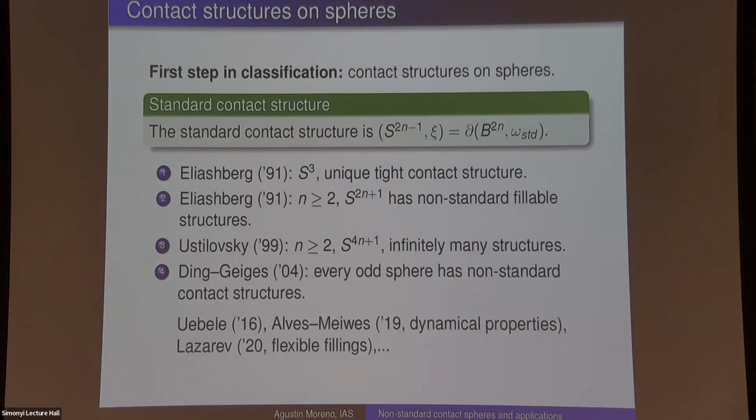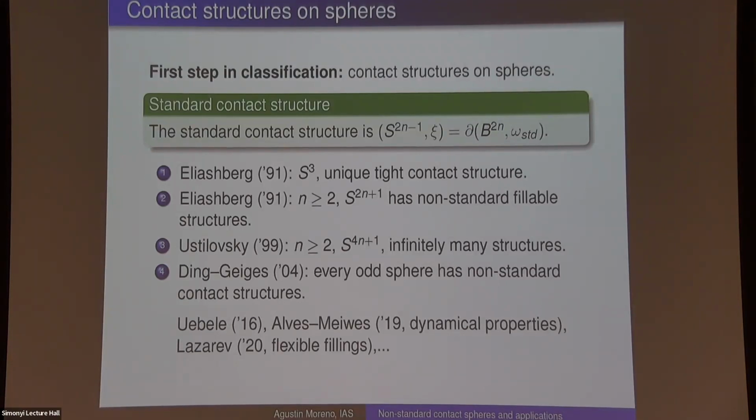So an early result of Eliashberg in 1991 proves that in the 3-sphere, there's a unique tight contact structure, which is just the standard one. So in particular, it's Stein-fillable. This follows from the theory of convex surfaces due to Giroux. Also, Eliashberg, around the same time, shows that for high-dimensional spheres, so spheres of dimension 5 and so on, these guys have non-standard fillable contact structures.